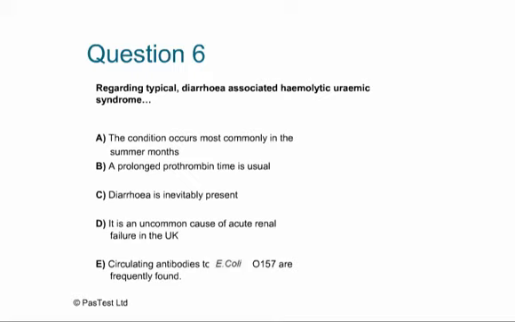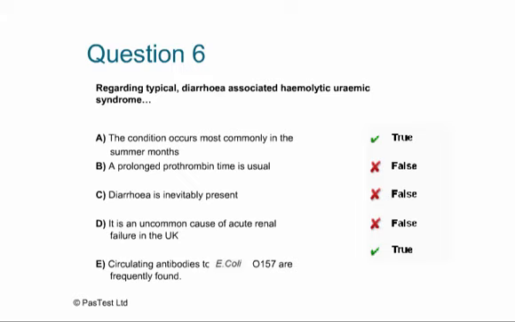So let's look at the answers. A, the condition does indeed occur in summer months. The 0157 organism is present in cow stool, and the organism replicates more rapidly in the warm weather of the summer months, so we do see more hemolytic uremic syndrome in the summer than at any other time. Response B, a prolonged prothrombin time is usual. This is false. This is a common catch. Clotting in the hemolytic uremic syndrome is normal.